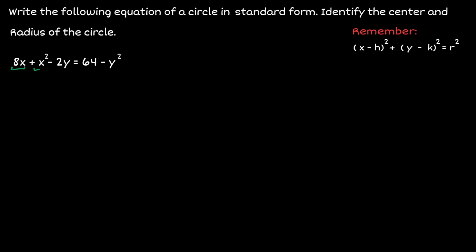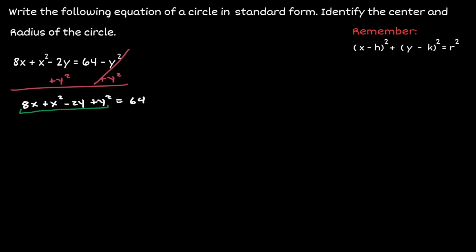On the left-hand side, notice that every single term has a variable on it. And on the right-hand side, notice that the second term also has a variable on it. So we need to move this to the left-hand side. Let's do that by adding y squared to both sides. And notice that we have achieved our objective. On the left, we have all the variables, and on the right, we just have the constant.